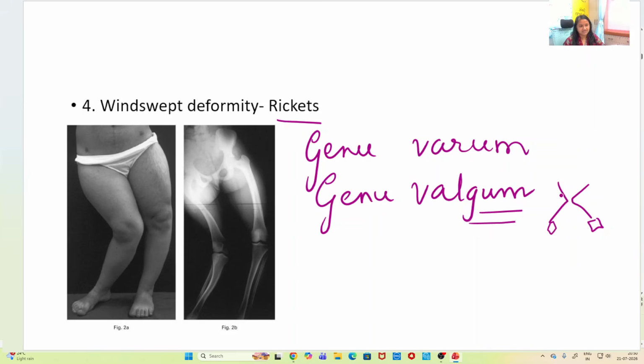Okay, these knees are sticking to each other. Now what is genu varum? This is basically bow legs. Genu varum is bow legs. The easiest way to remember this is that valgum is going to stick the knees together, and varum is basically bow legs. Now windswept deformity occurs in rickets.